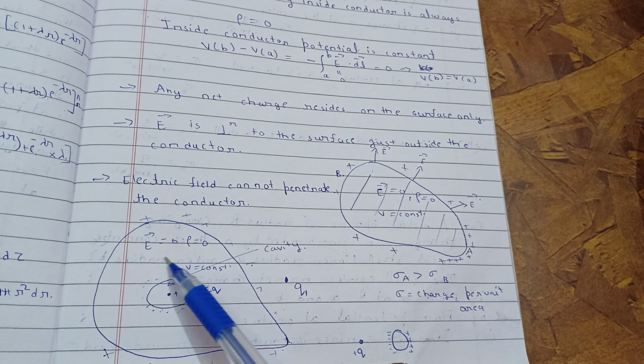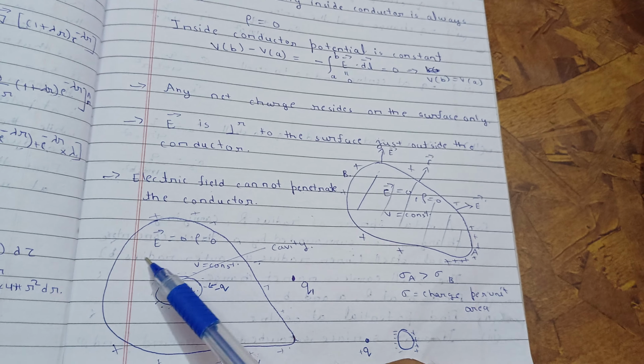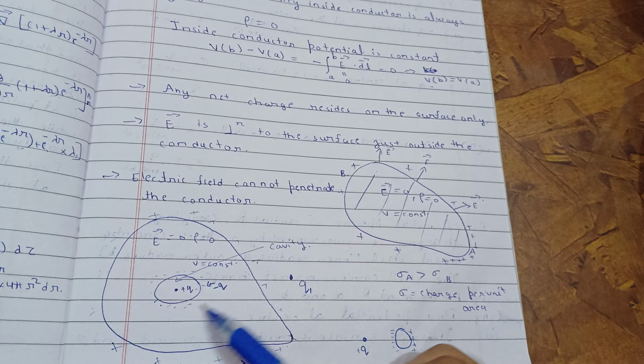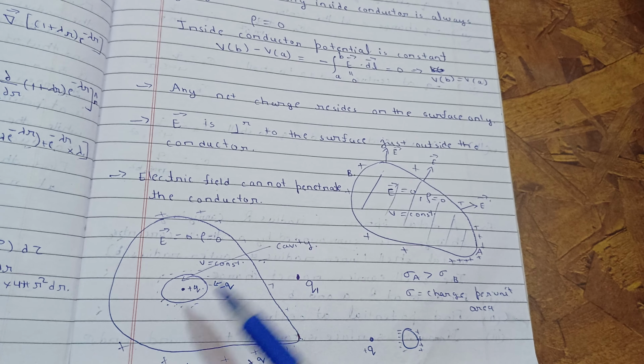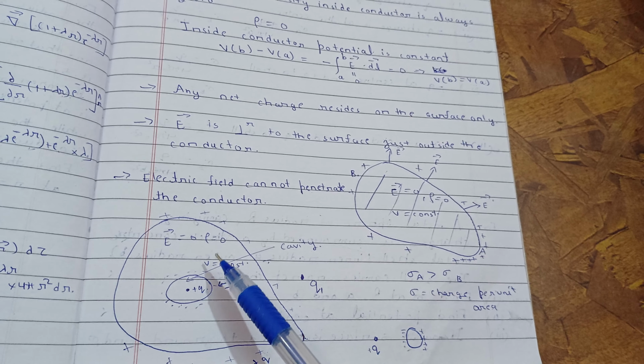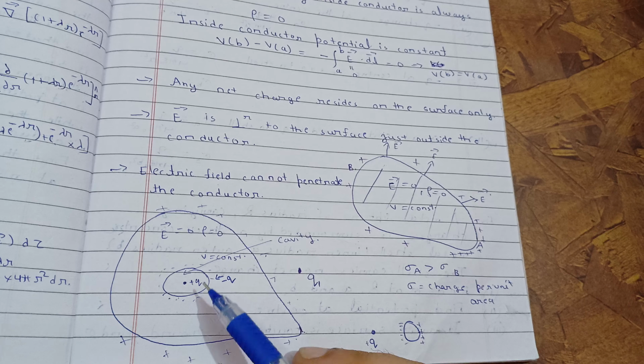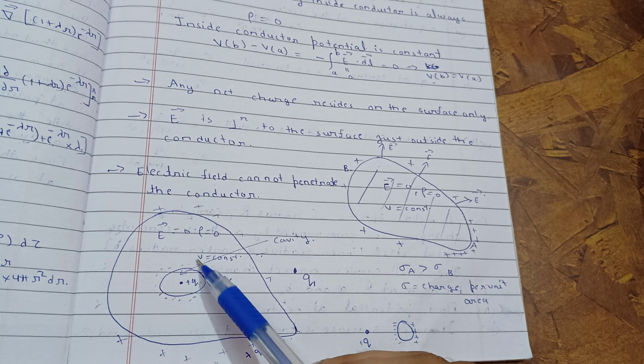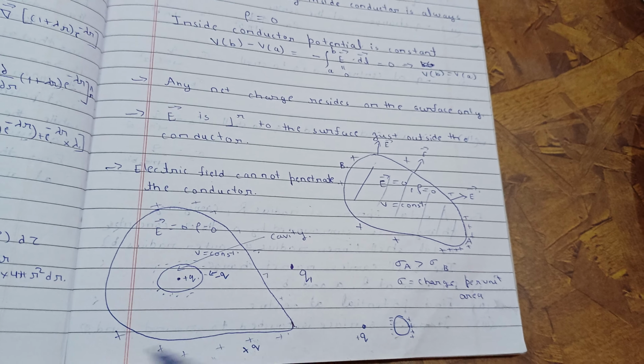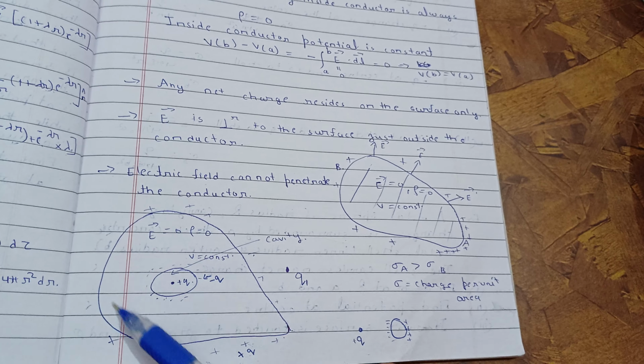So if you take the Gaussian surface here, the net charge inside will be 0 and the electric field will become 0 again. The charge will move in such a way that the net electric field will always be 0 inside the conductor, and net charge density will be 0. So if you place plus q charge here, it will bring minus q charge here and plus q on the outer surface, and now also the total electric field is 0 inside the conductor.